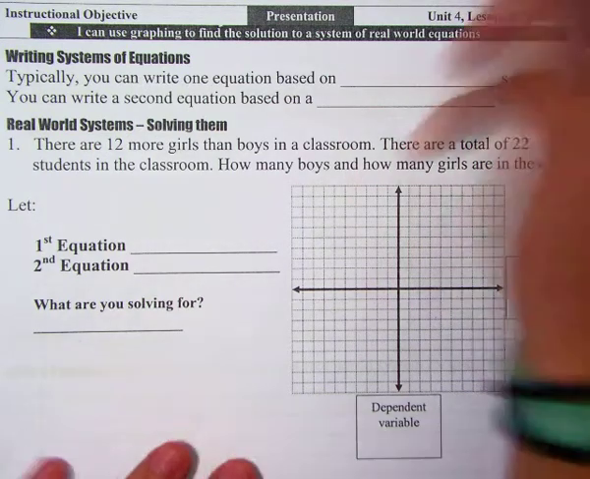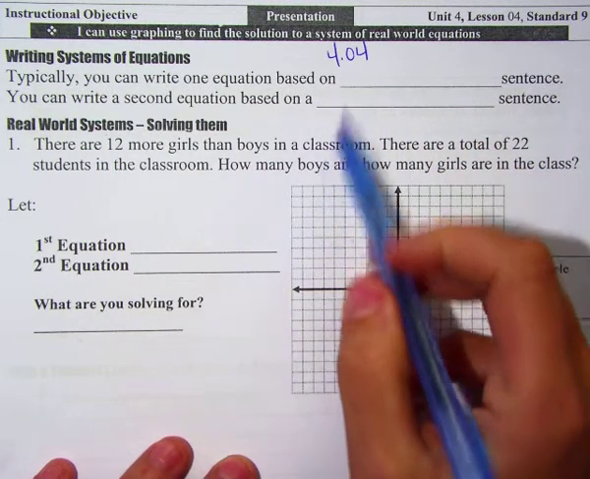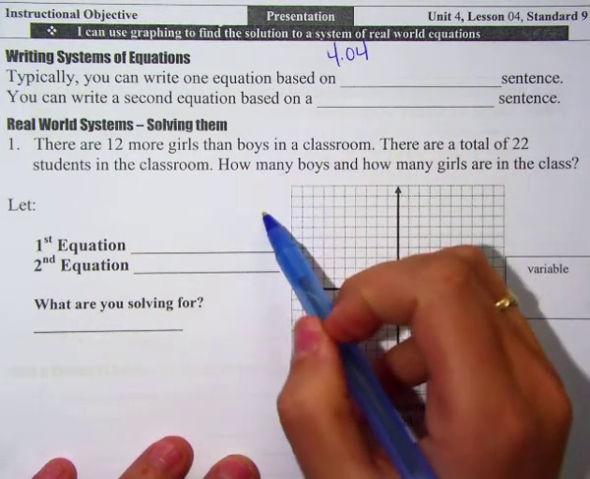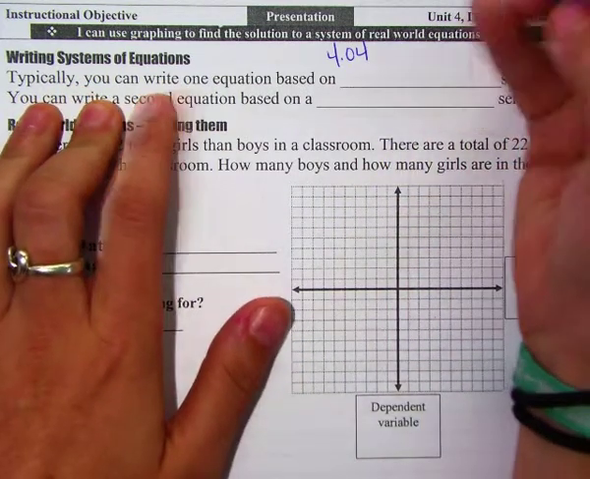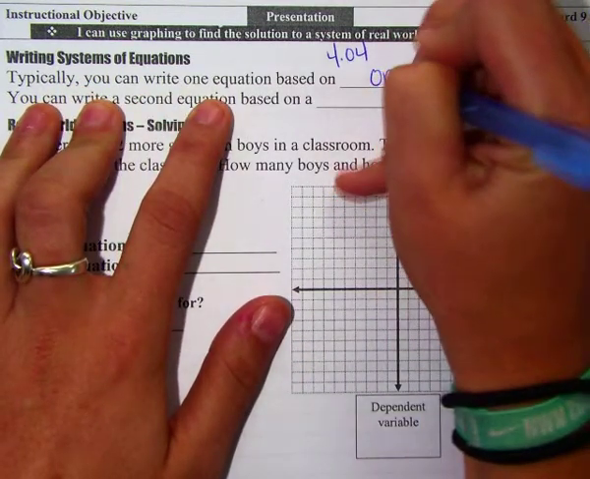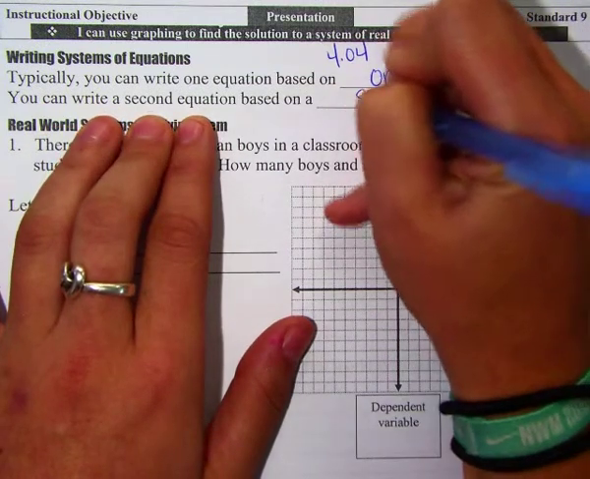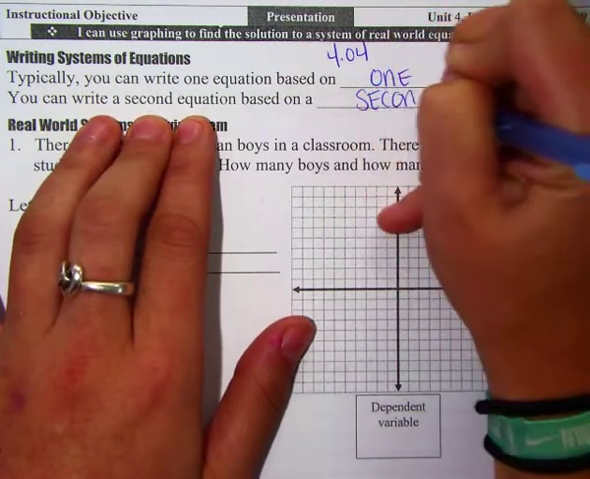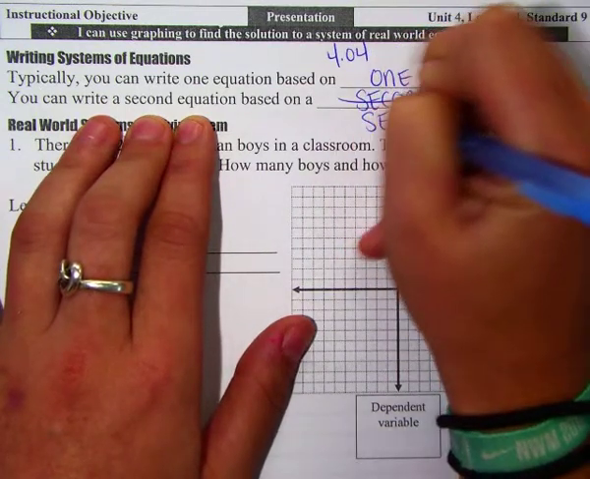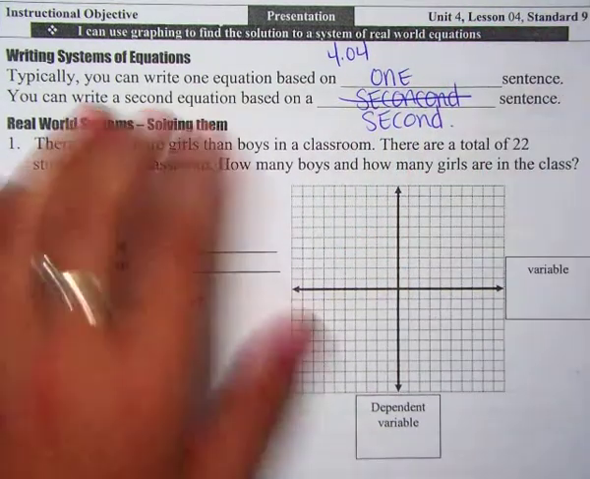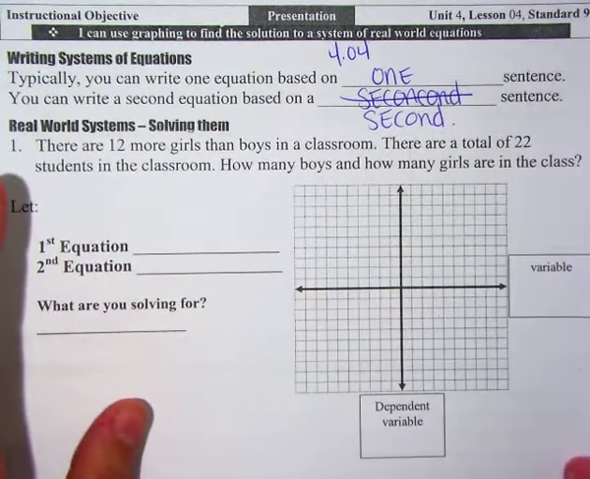Okay, this is lesson 4.4, and you should know that we're going to move things around a little bit. So we're actually going to do this problem second. Typically, you can write one equation based on one sentence, and you can write a second equation based on a second sentence. Okay, so we're going to go through that example and relate things from independent and dependent variables.